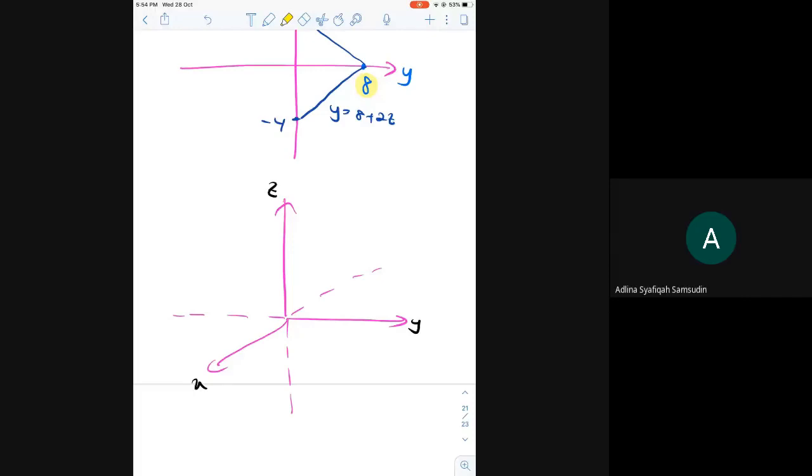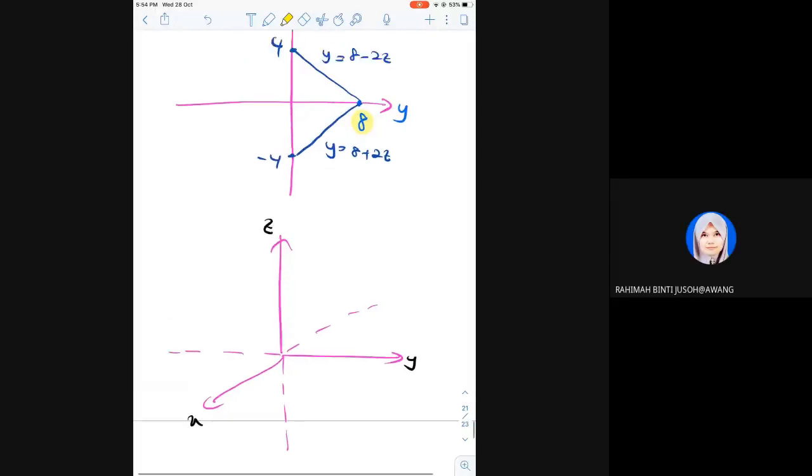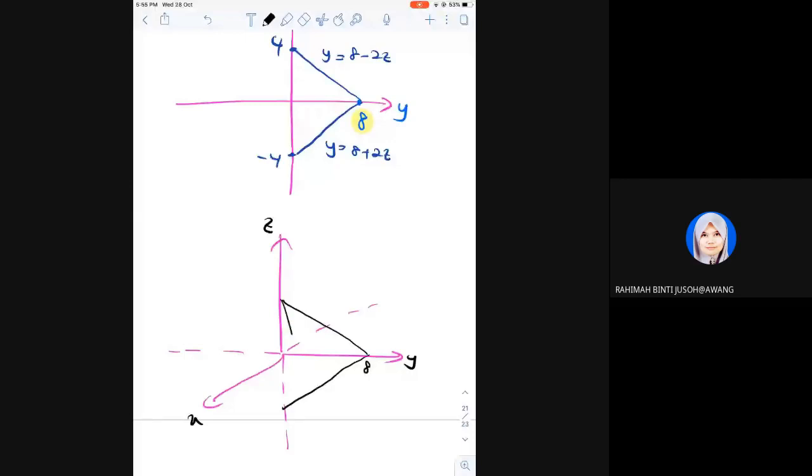Okay. Boleh tak ni? Nampak tak? Can you see this? Nampak. Okay. So now, jom kita habiskan kon. So, kon dia akan bentuk macam ni lah. Y equals 8. And then, straight away, just sketch the cone. Here is 4, bawah ni negative 4. Settle, dah siap.